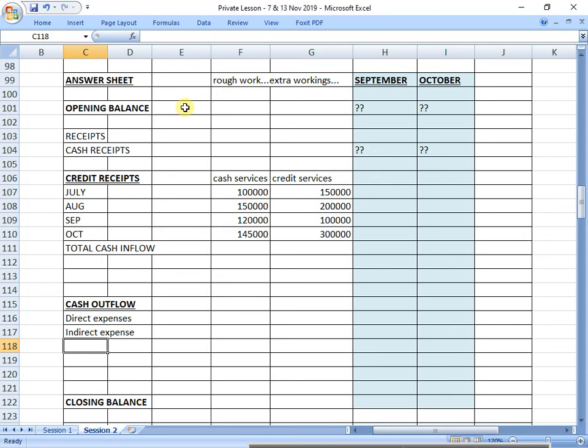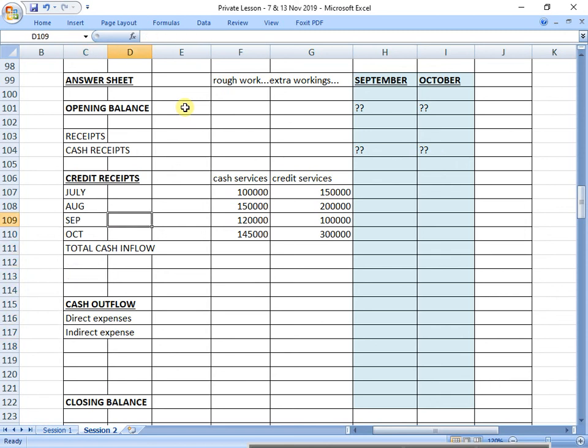Okay, first bullet. Debtors are collected as follows. 70% in the month following the sale, 20% 2 months following the sale, 10% as irrecoverable. Do I care about the irrecoverable? No, I don't. Irrecoverable means bad debt, credit loss. That's a non-cash item, so ignore it. The first two things are important though.